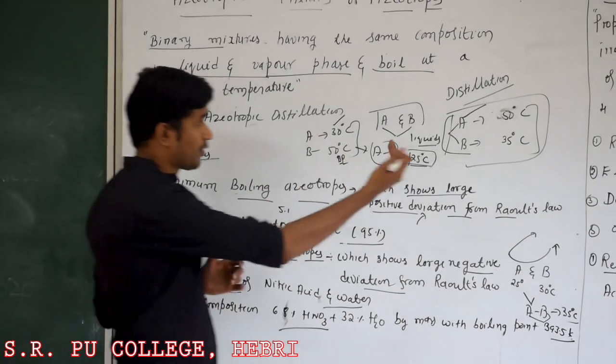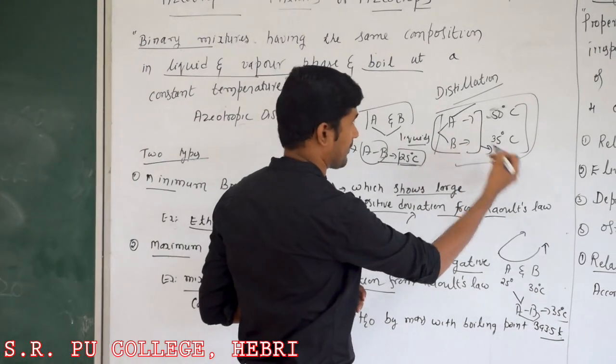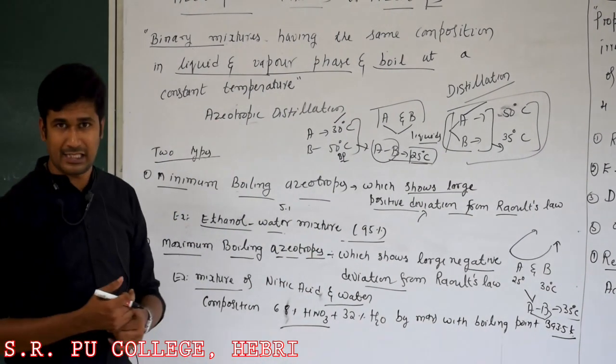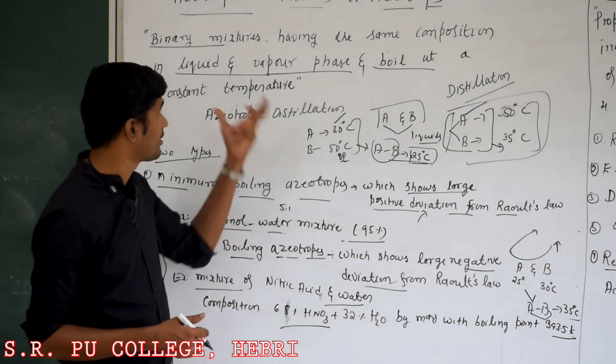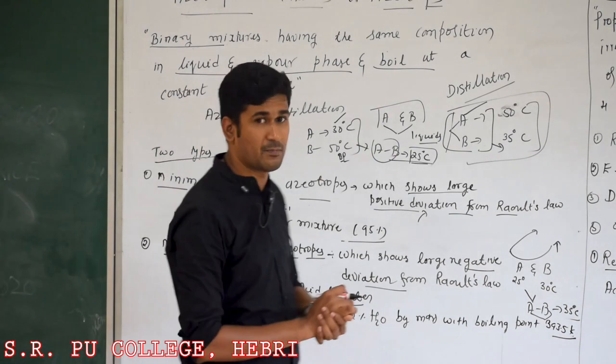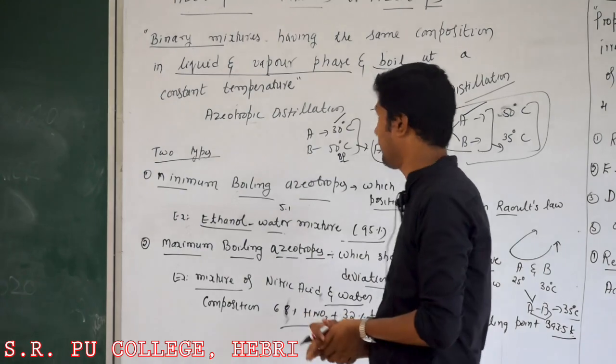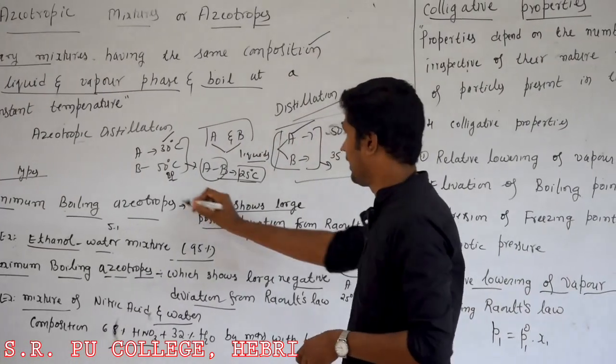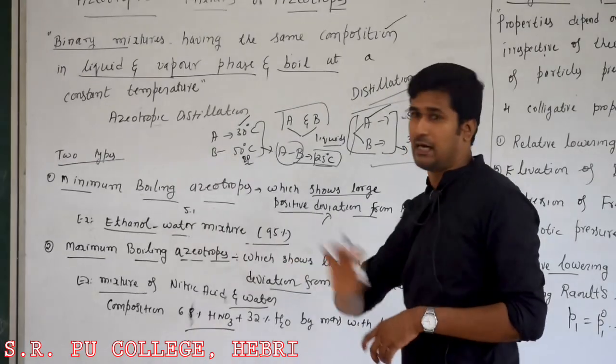So there is no difference in the boiling point. When there is no difference in boiling point, you cannot separate the components by using what? By using the distillation method. Such a type of solution forms azeotropic mixtures. Okay, so this is about azeotropes. This is a very important definition and types with examples.